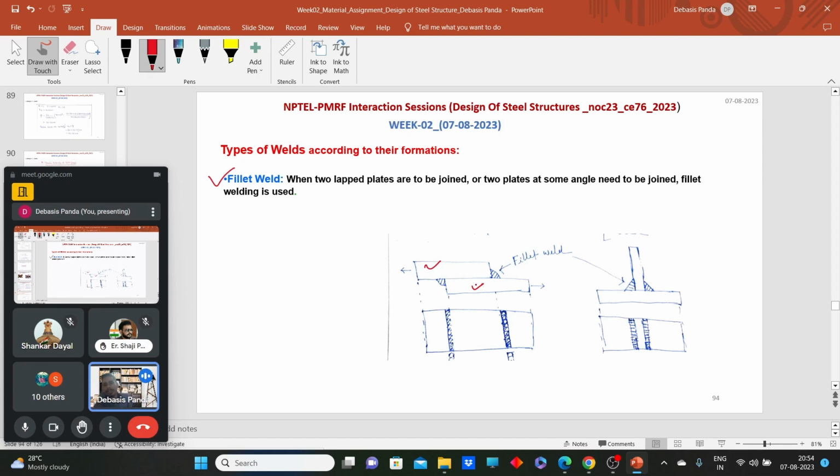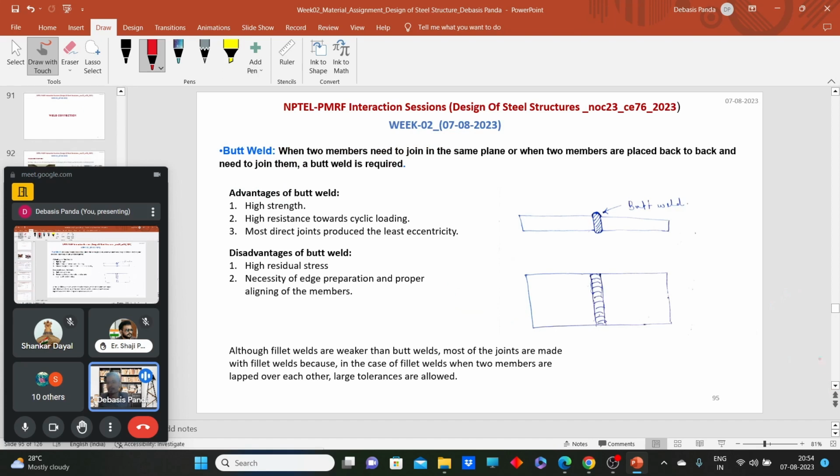Or we need to join two plates, like we need to join this to this. If we need to make some joints at some angle, the weld used is called a fillet weld. So today we will come across this fillet weld part and design part. Butt weld, what is butt weld? When we need to place two plates face to face and connect them, we call it a butt joint. So butt weld we will cover in the next class. Today we will only go into the fillet weld part.